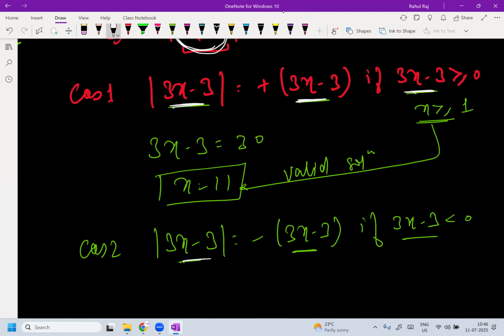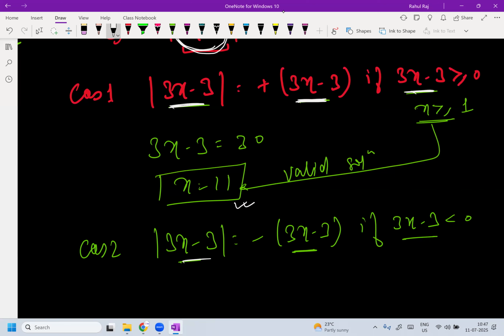The first case is, let's say 3x minus 3 is equal to positive 3x minus 3 if 3x minus 3 is greater than or equal to 0. Now, in that case, I have solved and got x is equal to 1 for x greater than or equal to 1, which is a valid solution. Now, let's solve 3x minus 3 is equal to negative of 3x minus 3 if 3x minus 3 is less than 0.